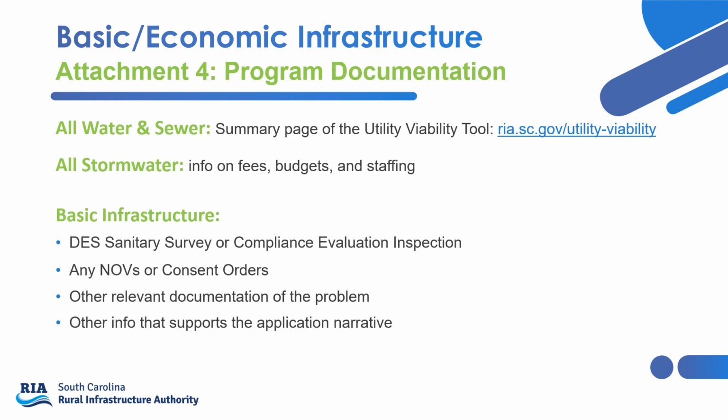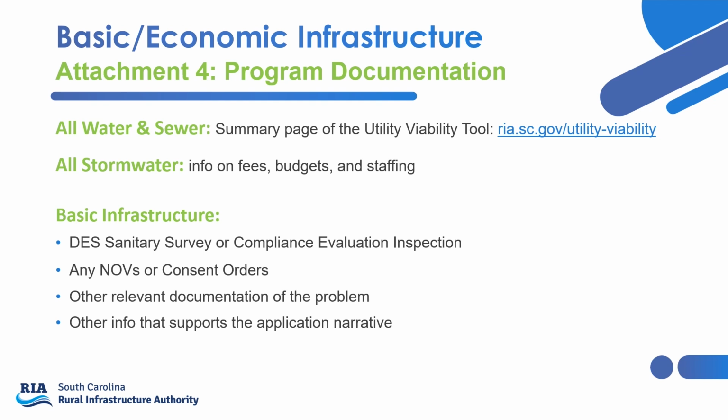Attachment 4 is relevant program documentation, which does vary depending on the project. For all water and sewer projects, you should complete the Utility Viability Tool, which is an Excel-based self-assessment you can find on the RIA website. The summary page generated after completion of the viability tool must be included with your application. If you have any difficulty accessing or using the tool, please don't hesitate to contact us for assistance.